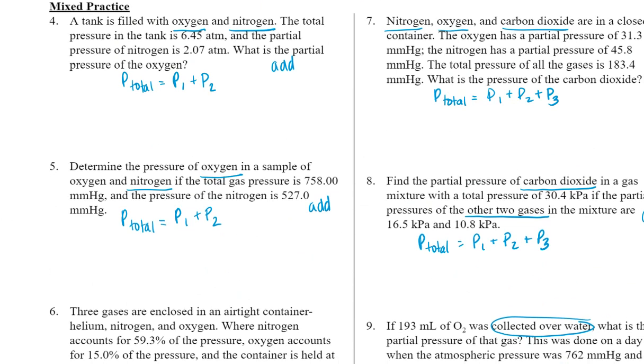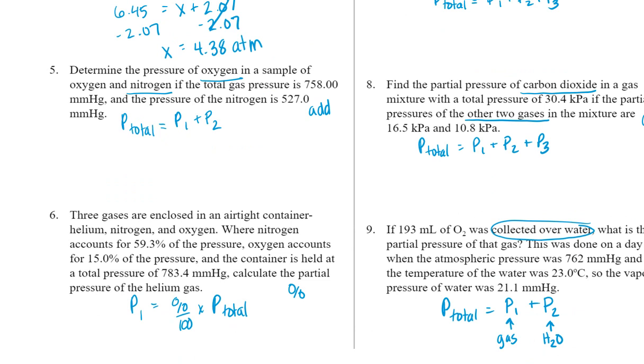All right, so let's work through this one. In this one, I'm looking for the partial pressure of the oxygen. That means my X goes here. So the total pressure that they tell me is 6.45, and the other partial pressure is 2.07. So I'm going to subtract from each side. So I get X equals 4.38. Each of my original numbers had 3 sig figs. My answer already has that. And they both have atmospheres for a unit, so that's what I'll put on my answer.